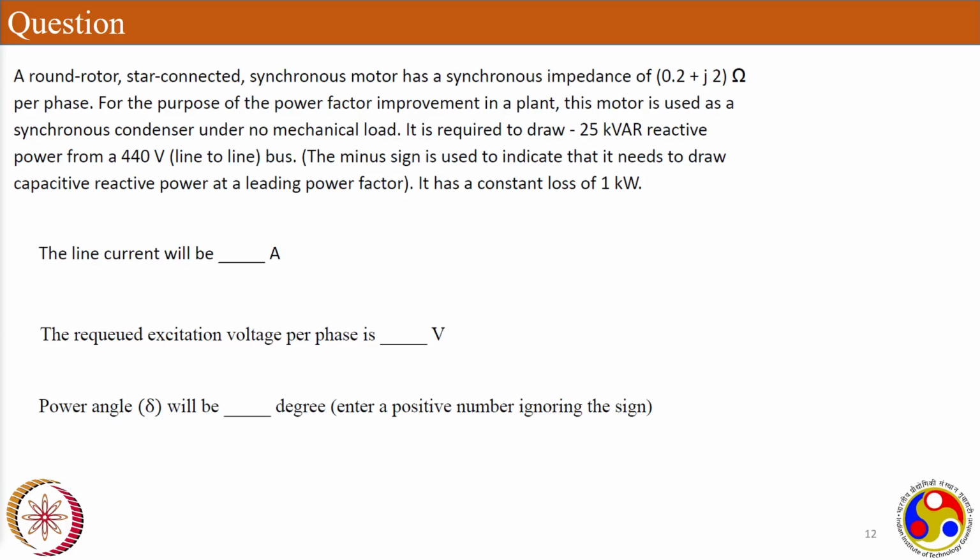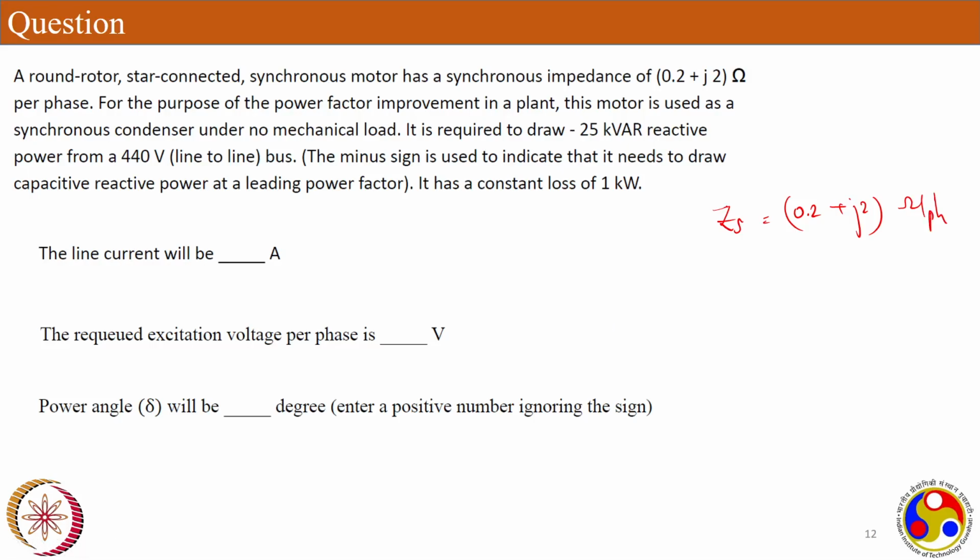We were given a lot of data and we were asked to find three different parameters. So let's read the question, read along with me, and take a pen and paper. A round rotor star connected synchronous motor has a synchronous impedance of 0.2 plus j2 ohm per phase. So ZS is given: 0.2 plus j2 ohm per phase.